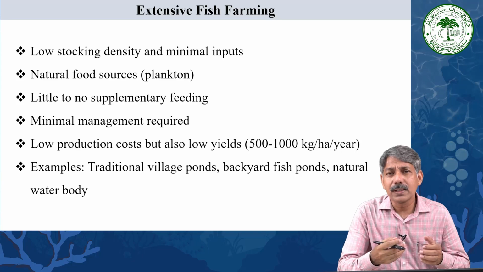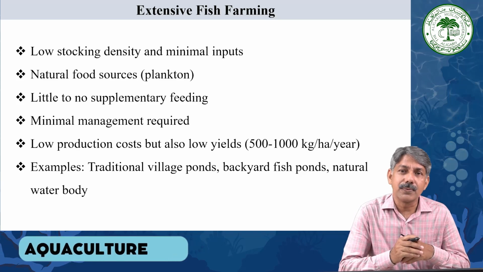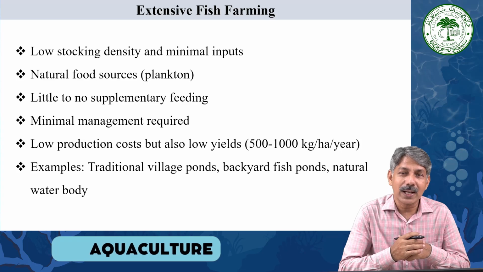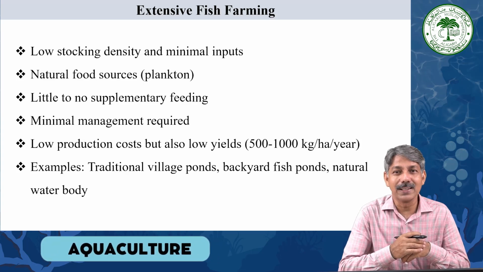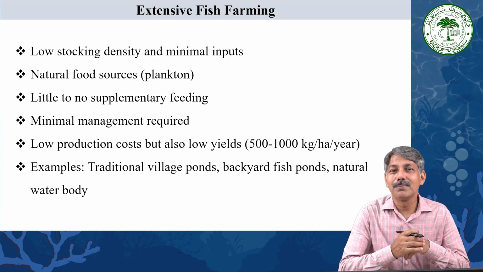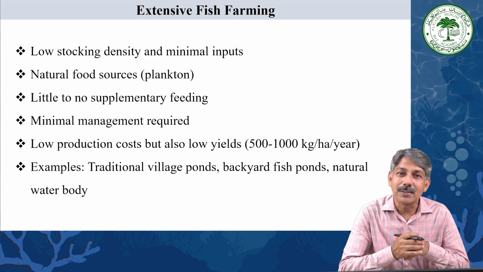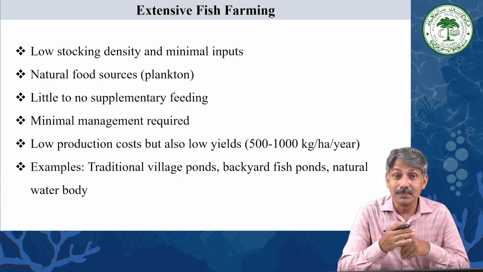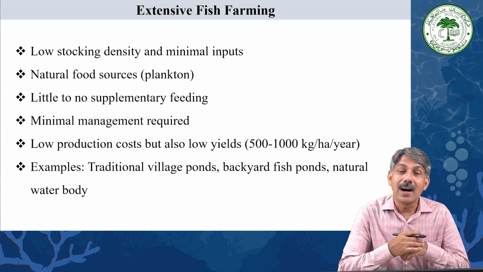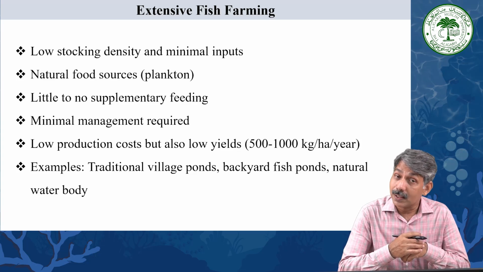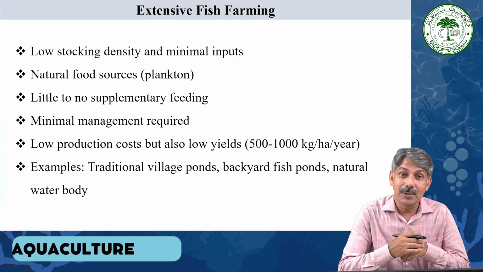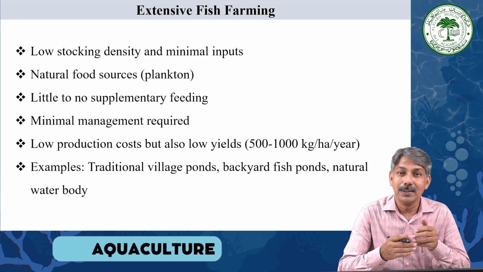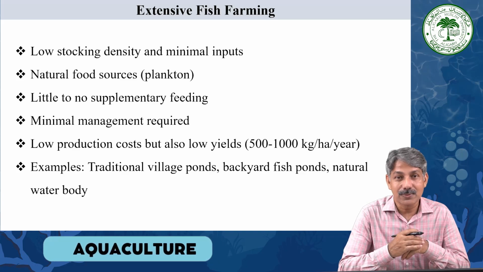Now, let's talk in a little more detail about the extensive fish farming system. If you think of an extensive fish farming system, what comes to our mind? In India, I think most of you must have seen that in all human settlements, whether you are living in villages, small towns, or even many of the cities, there are certain community ponds. Especially in villages and small towns, community ponds are very common. Community ponds have their own purpose other than fish culture, but we can use them for fish culture.